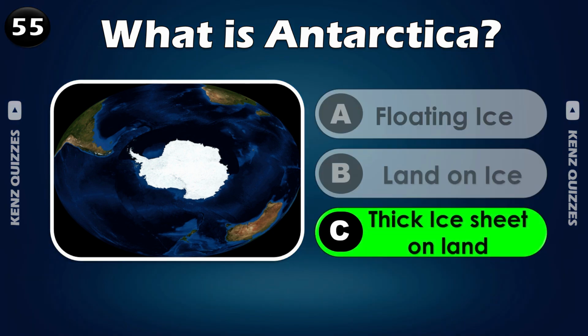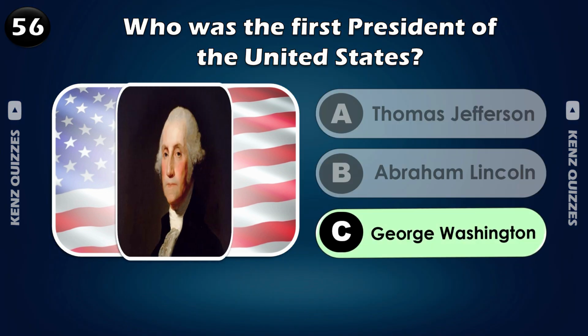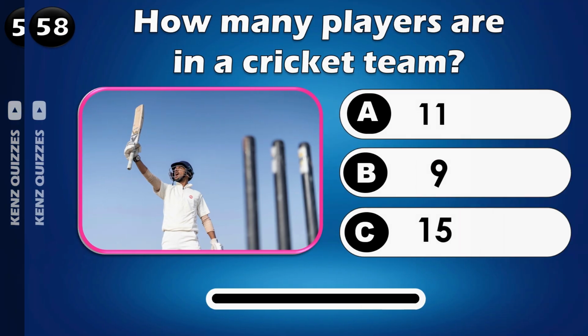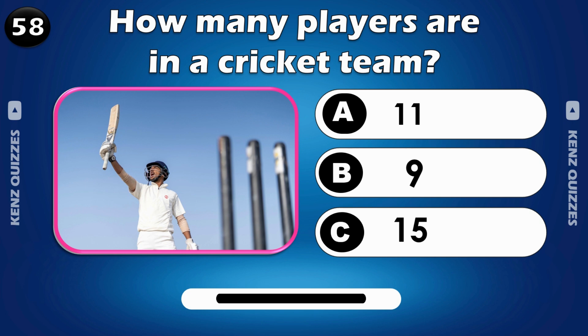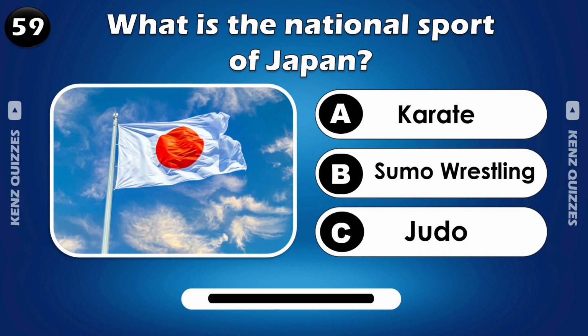Thick ice sheet on land. Who was the first president of the United States? George Washington. Which country is rapidly advancing in artificial intelligence, challenging the US? China. How many players are in a cricket team? 11. What is the national sport of Japan?